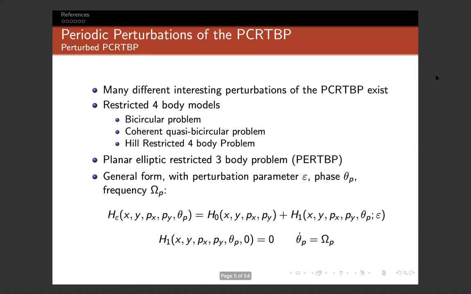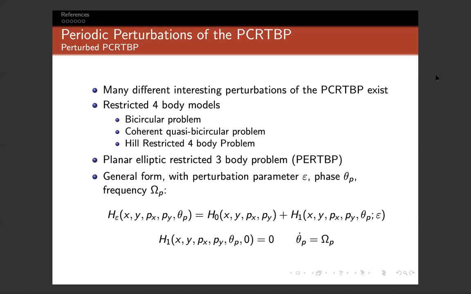So now there's a lot of different interesting periodic perturbations of the planar circular problem. For example, you can talk about restricted four-body models like the bicircular, coherent quasi-bicircular, and Hill-restricted four-body problems. The perturbation that we're going to consider is the planar elliptic restricted three-body problem. We're going to test all our tools on that model.